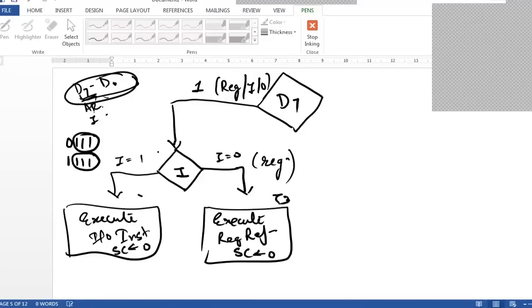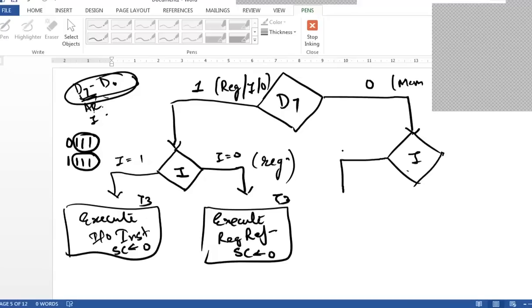उसने identify किया कि कौन सी instruction है, तो उस time पे आपकी register reference या input output instruction execute हुई. What if D7 is 0? It is a memory reference. But अब क्या करेंगे? इसमें भी we need to check something. What? We need to check I. If the value of I is 1, it means if it is indirect addressing mode, तो क्या करना पड़ेगा टाइम T3 पे? Who will tell me?